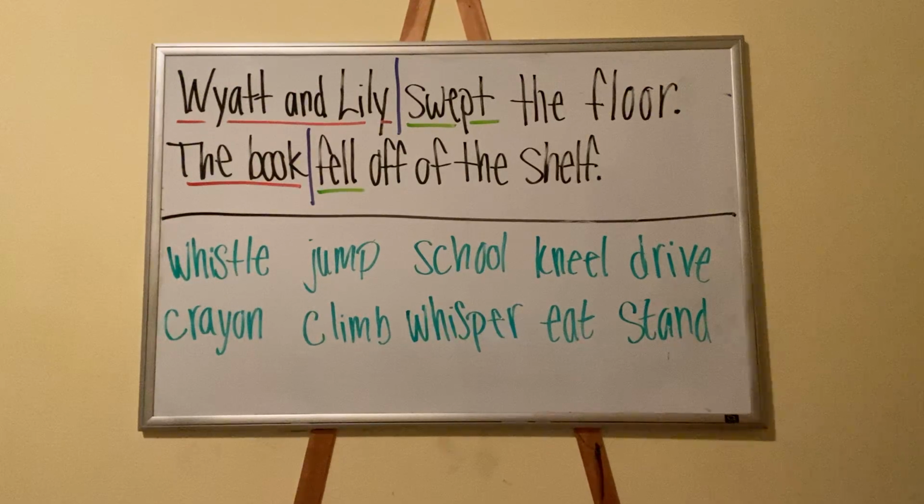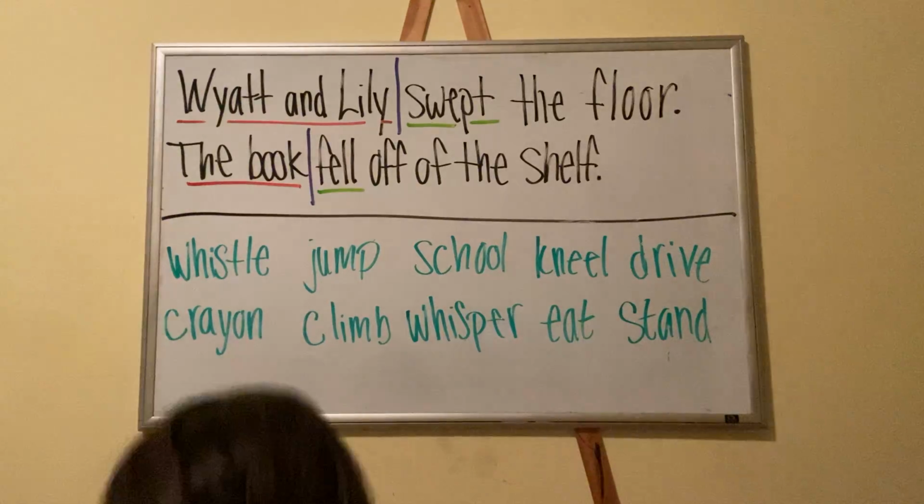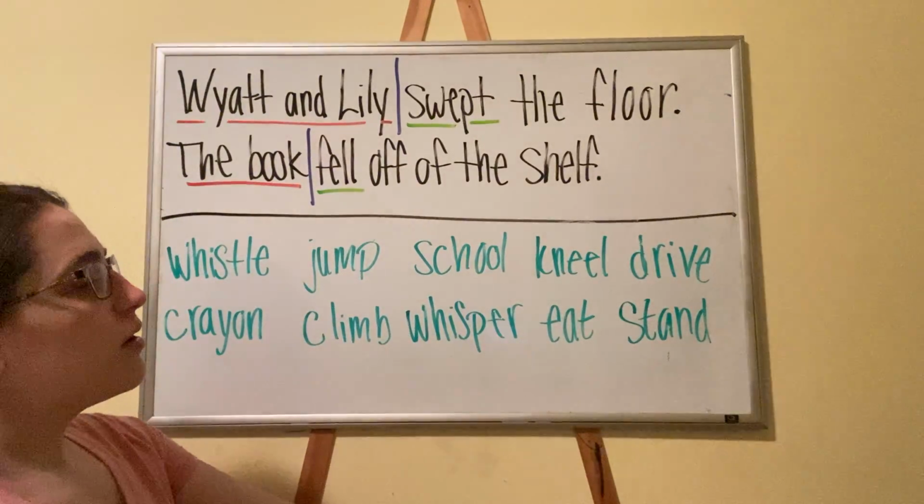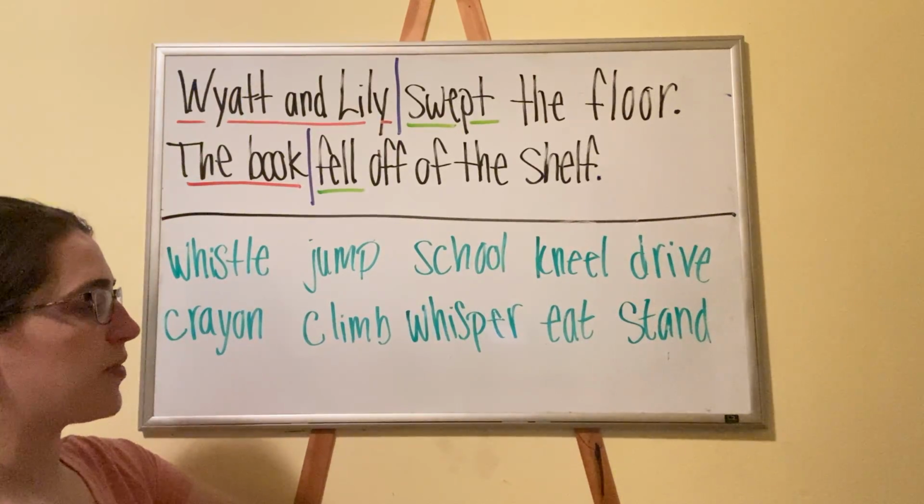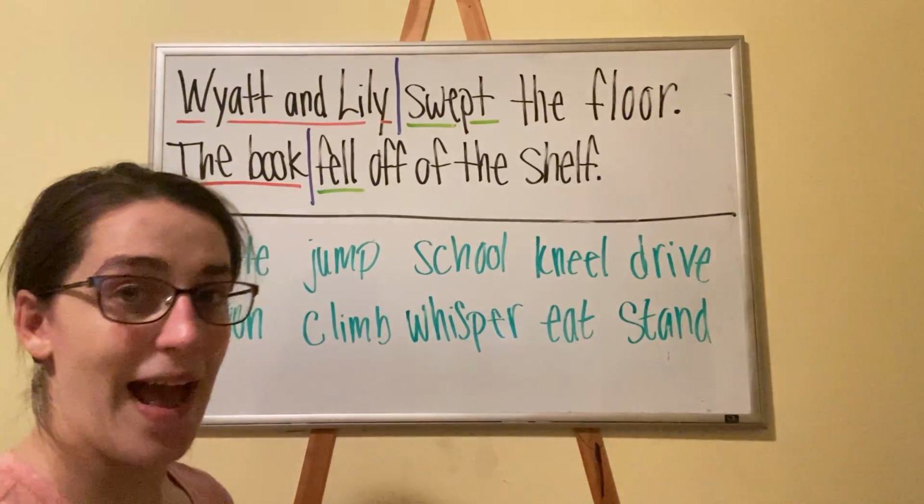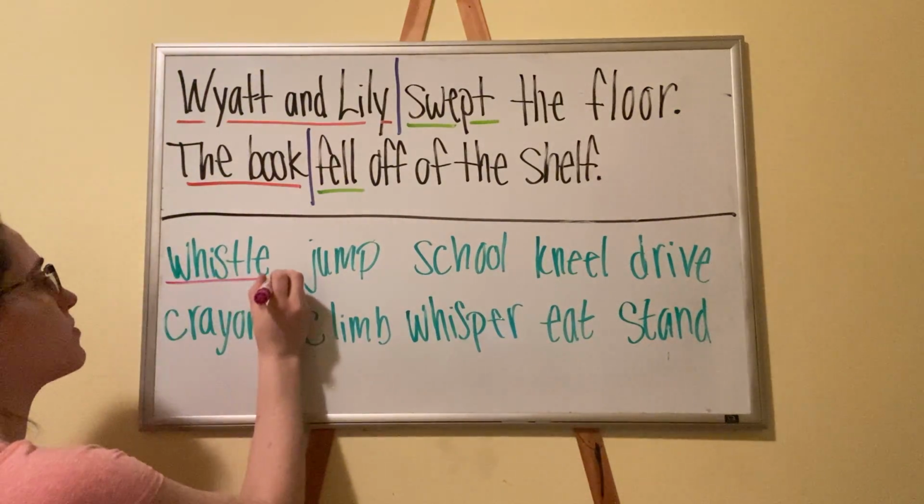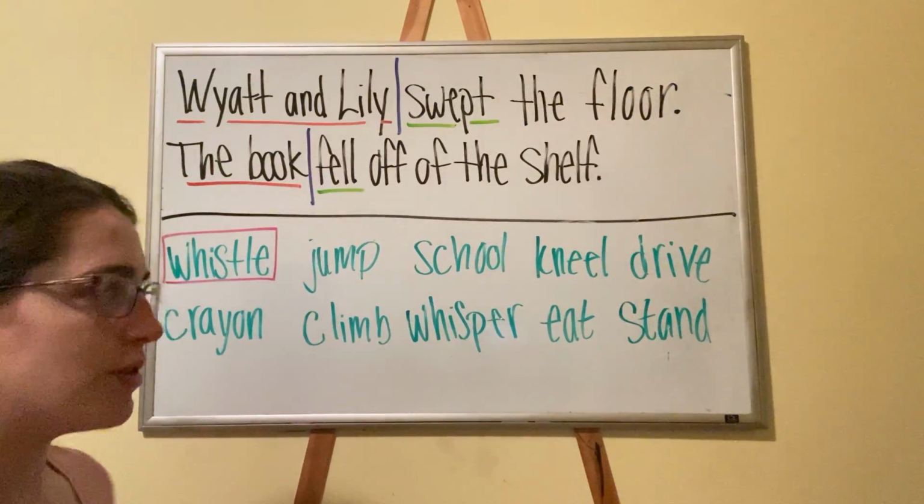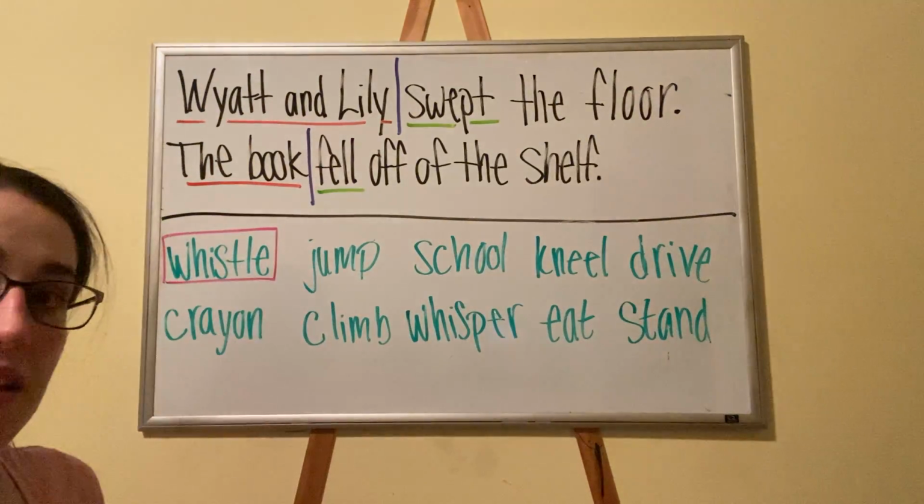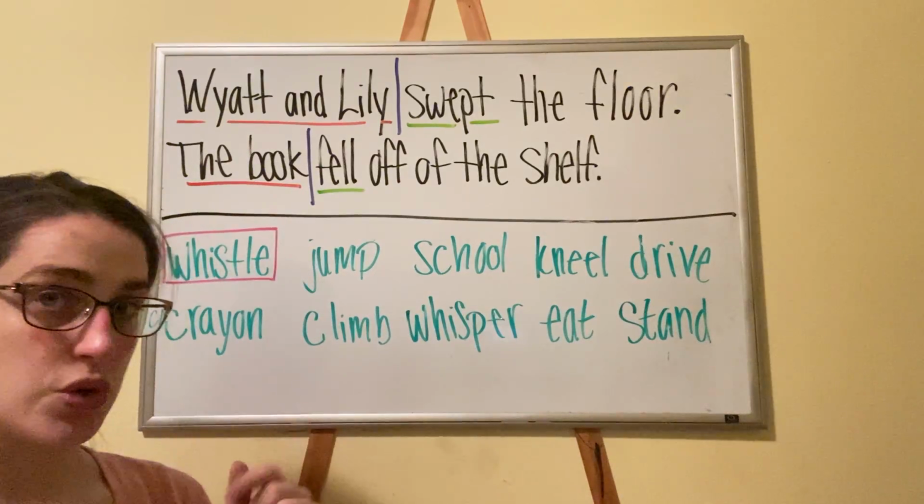Be thinking to yourself, which of these words can you do? Or maybe not that you can do, but that someone could do. So, I know for sure something that can be done, an action, is whistle. Not everybody can whistle. It's kind of hard to do, but whistle is still something that can be done. You can show me how to whistle.